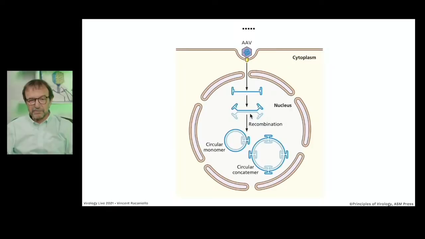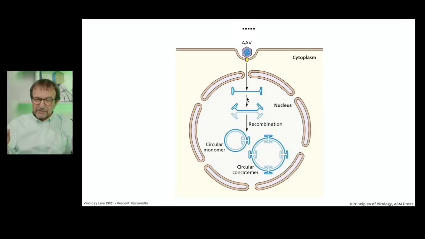AAV DNA can, in fact, integrate into the host genome if there's no helper virus present. But that requires the rep proteins, which are not made when you infect a recipient with the recombinant AAV. There's no rep protein there. So the DNA will not integrate. So if you've heard about AAV integrating, it does when rep is present. But in the vectors we give people, it doesn't integrate, yet it still remains for years.